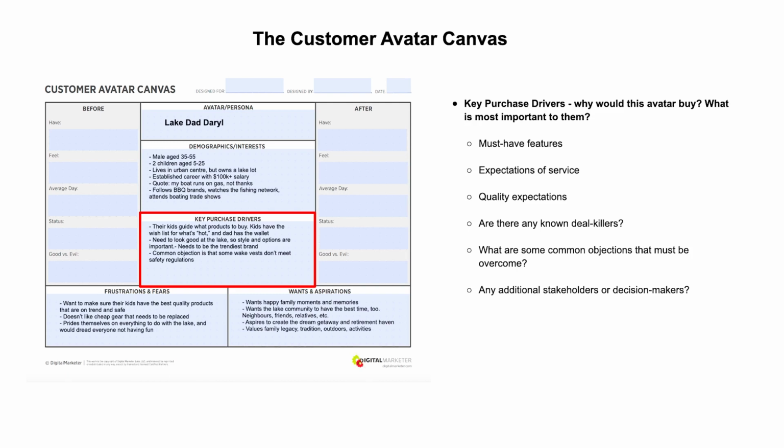What are their expectations of the service? What are their quality expectations? Are there any known deal killers? And what are some common objections that must be overcome? Are there any additional stakeholders or decision makers in the buying process?